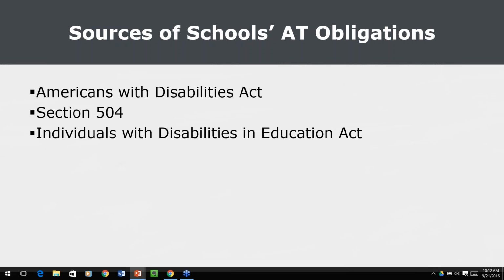Okay, schools really have three different federal laws that can create obligations for them to provide assistive technology to students and, in some instances, to patrons or parents. And those three statutes are the ADA, Section 504, and IDEA. I'm going to talk about these by first talking about IDEA because that's the stuff that you all know.